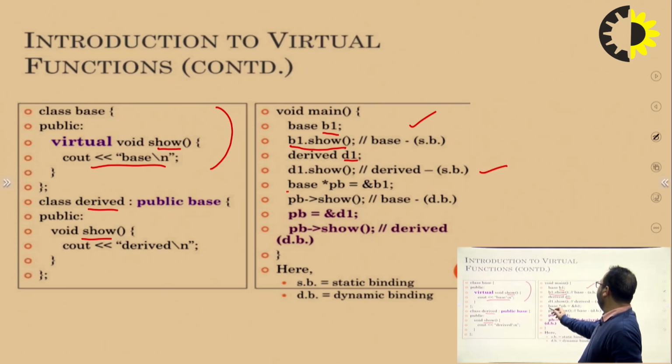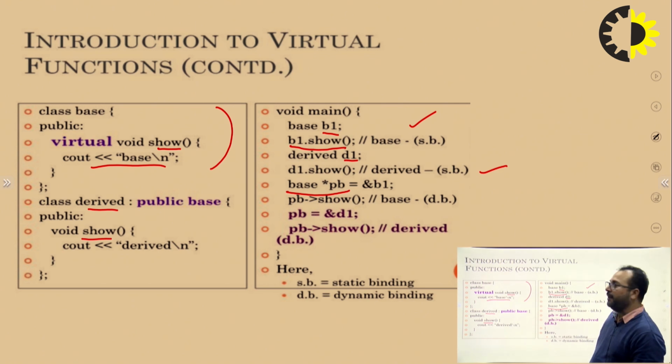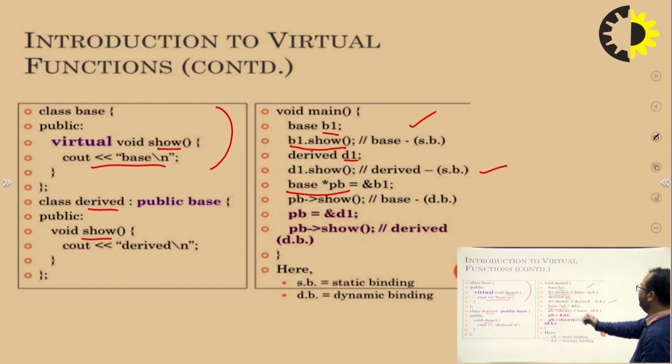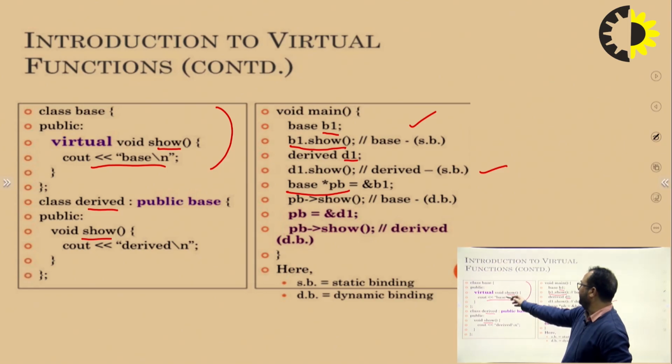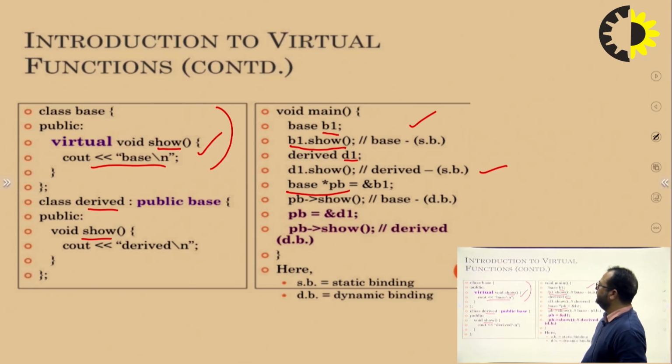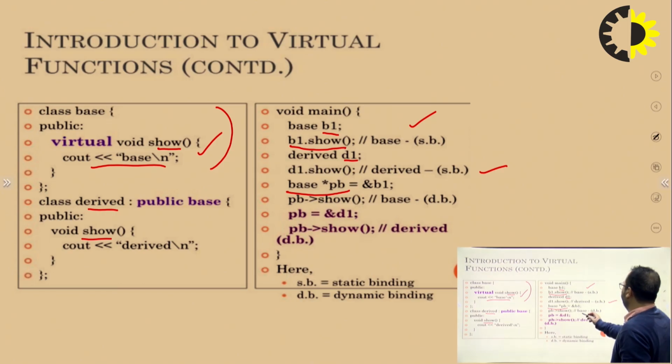Now, we have created a pointer to a base class, that is PB, and it contains the address of a base class object. Now, if you invoke the show function using this base class pointer, which is just pointing to the base class, it will definitely execute this particular code. So, the output comes as base.